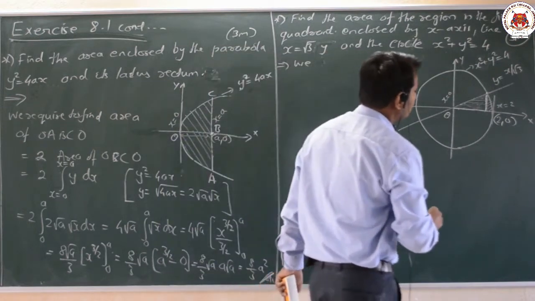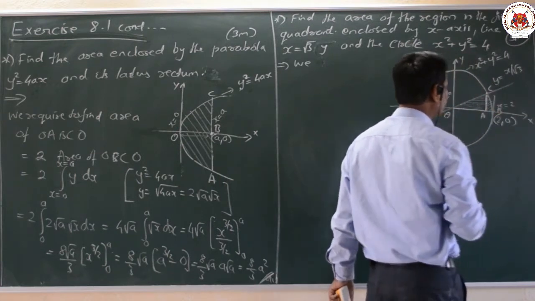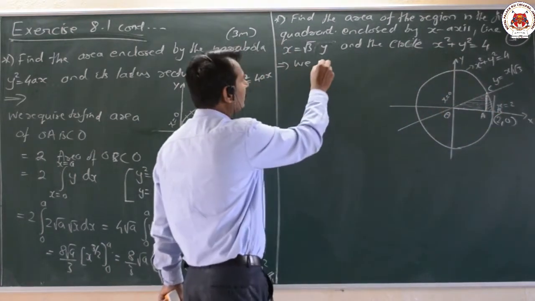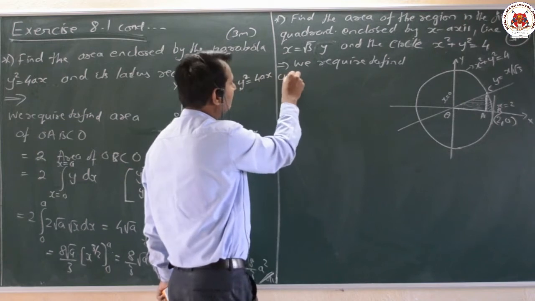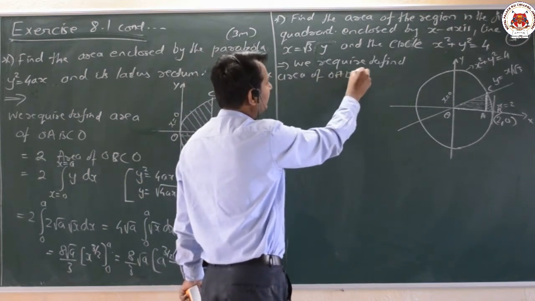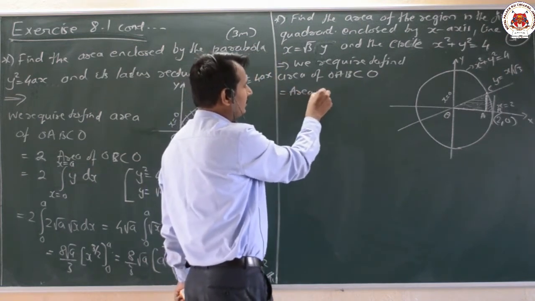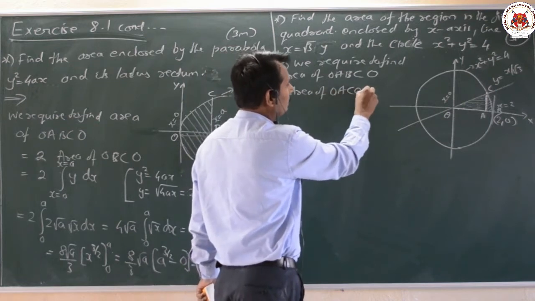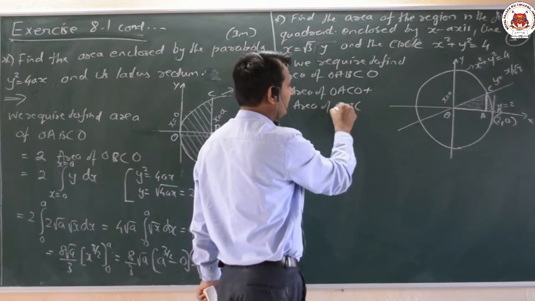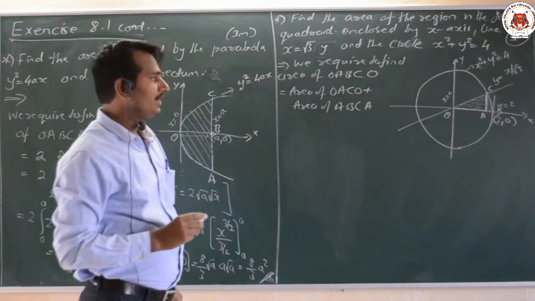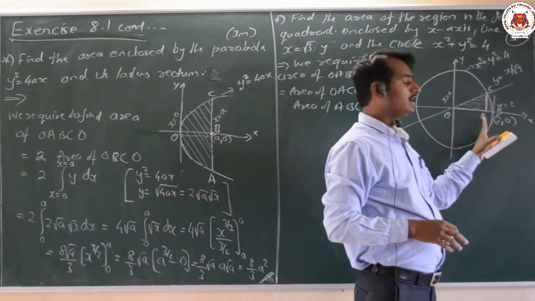So now I will write down here, let us name it as O, A, B, C. We require to find the area of OABCO, which is equal to the area of OACO plus the area of ABCA. These are two areas we will find out separately. So before finding that, we require the point of contact A here.